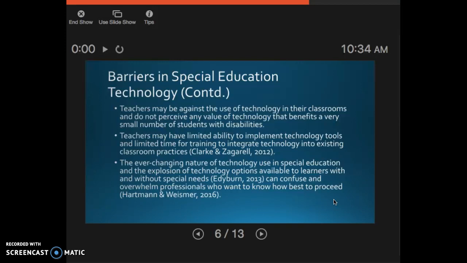The ever-changing nature of technology used in special education is, according to me, the biggest barrier. Technology just keeps changing, so you use a tool or a software today and it becomes redundant in a few months. The explosion of technology options available to learners with and without special needs can confuse and overwhelm professionals who want to know how best to proceed when they serve children with disabilities.